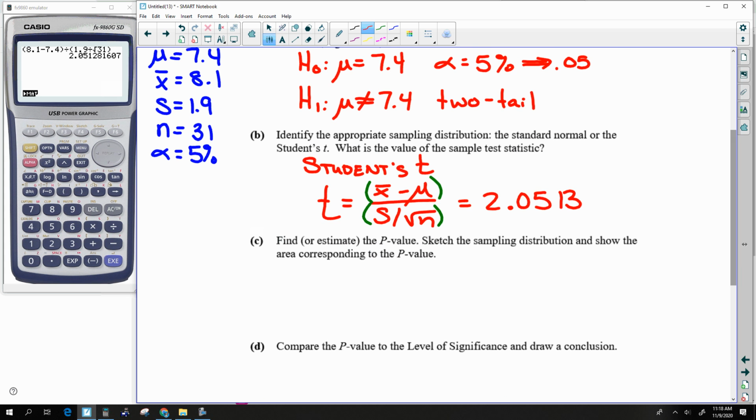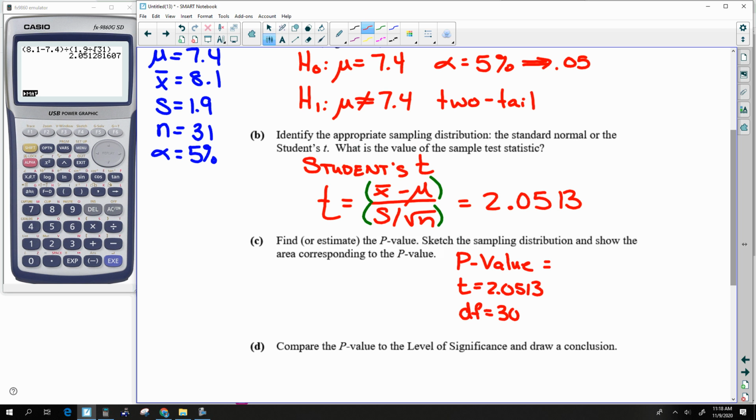Keep some of that. So here we go with the p-value. This is built upon a T. So because I have to use the T-table, I also need the degree of freedom, which is n minus 1. So this is going to be a degree of freedom of 30.